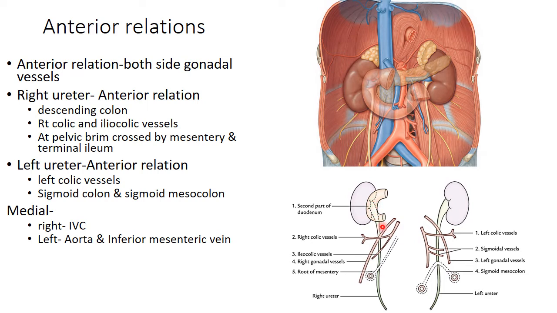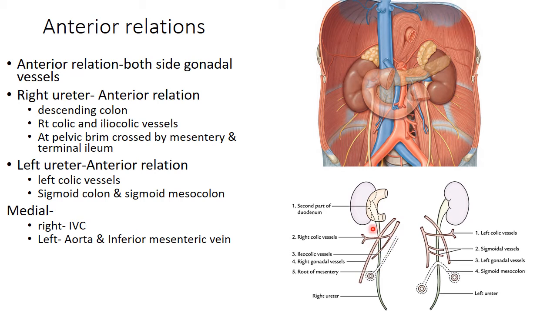Then below this, along this course on the right side only, it will be related anteriorly with the right colic vessels. Here this is the superior mesenteric artery which is going to give branches to the ascending part of the colon, which are the right colic and ileocolic. So the right colic arteries will be related with the anterior surface of the ureter. Then the superior mesenteric artery, which is actually present in the root of the mesentery over here. So it is related with the root of the mesentery.